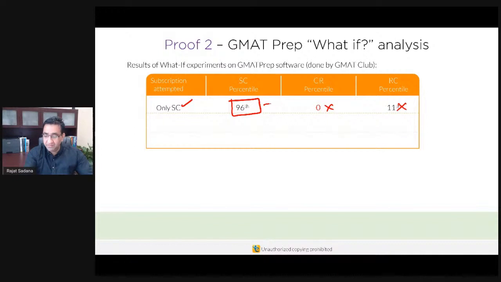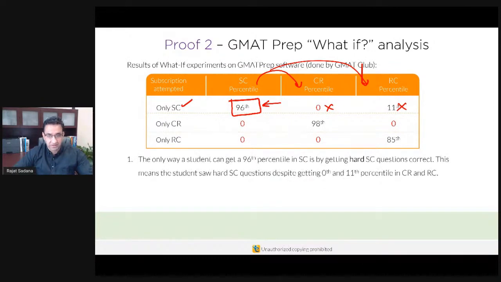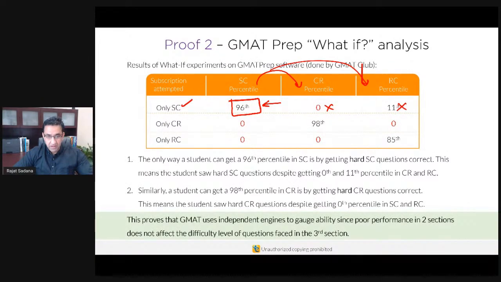Now, you can't get a high percentile in sentence correction if you don't get served difficult questions. You can't get a high percentile if the difficulty level of questions served to you in SC were somehow related to how you performed in CR or RC. This showed their independence again. They were able to repeat the same thing with CR and RC, showing that these subsections are more or less independent.